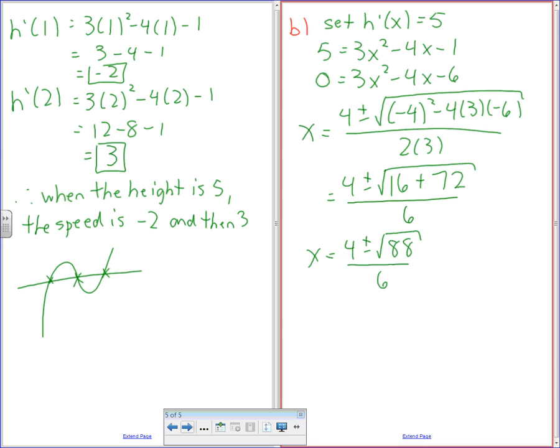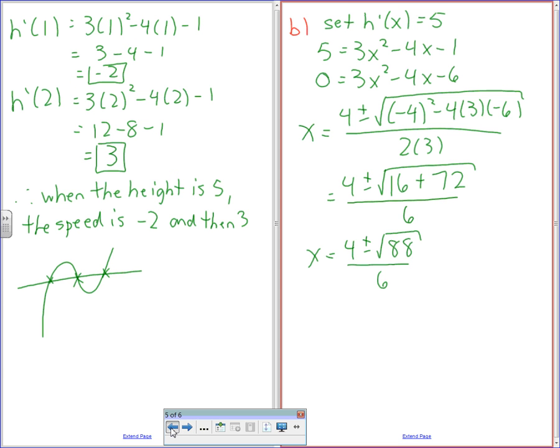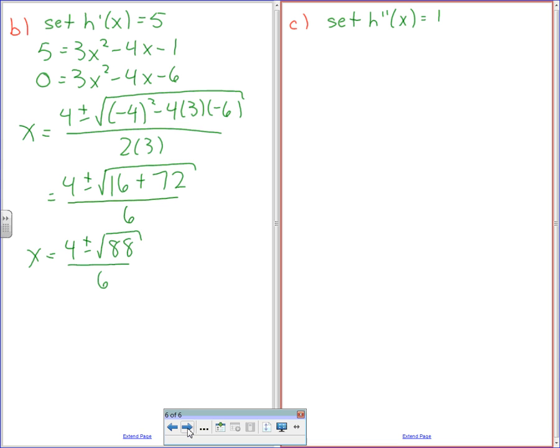Okay. All right, and finally for c, because I want to keep flying by, do you want to know what the acceleration is 1? Can somebody tell me how I find the acceleration of 1? Okay, so h double prime is going to equal 1. So h double prime was, what was it, 6x minus 4? So 1 equals 6x minus 4, is that right? Yes? So 5 equals 6x, x equals 5/6.